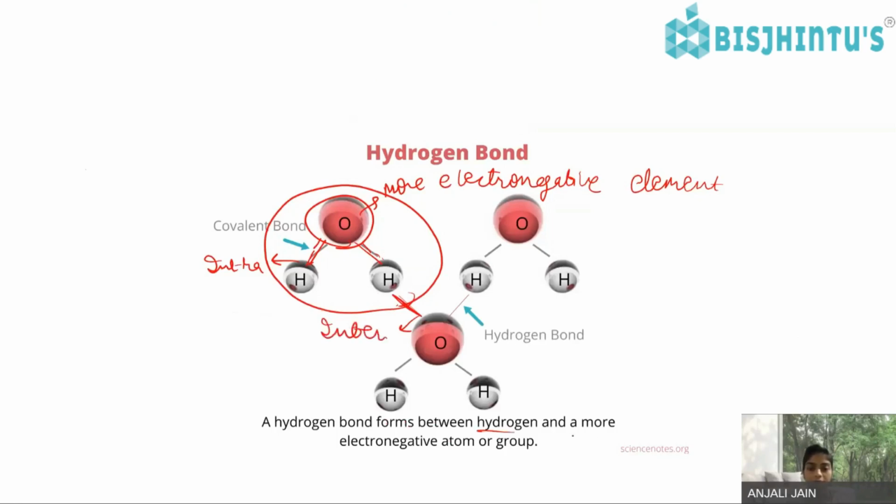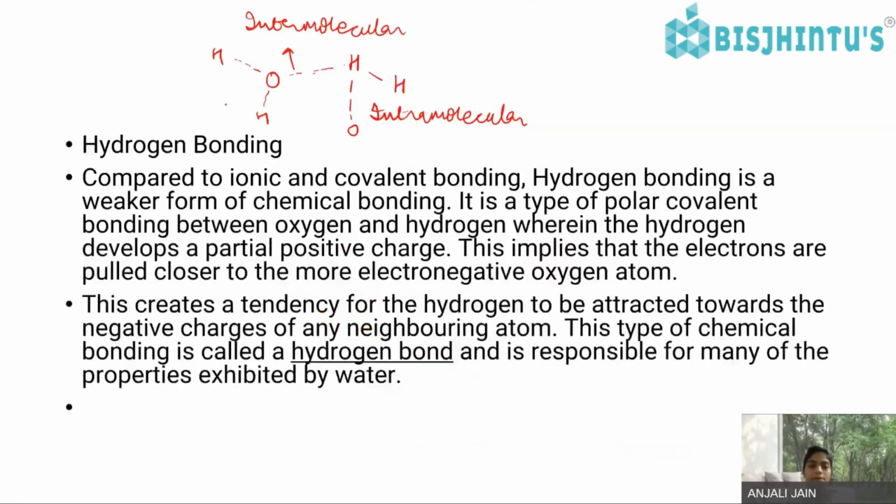A hydrogen bond is formed between hydrogen and a more electronegative atom or a group. Compared to ionic and covalent bonding, hydrogen bonding is a weaker form of chemical bonding. Hydrogen bonding is the weakest, then ionic bond, and covalent bond is the strongest.